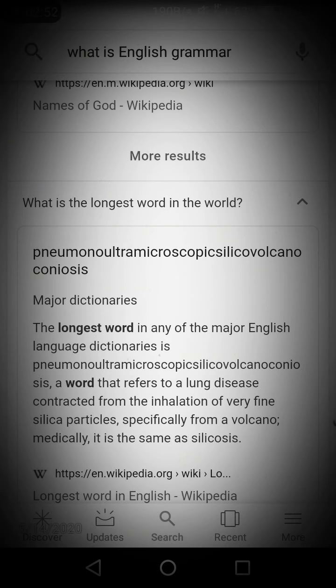Next, what is the longest word in the world? Now, this is the word before you, which is the longest word in the world. Major dictionaries, the longest word in any of the major English language dictionaries is a word that refers to a lung disease contracted from the inhalation of very fine silica particles, specifically from a volcano. Medically, it is the same as silicosis. Now, this is the word before you.